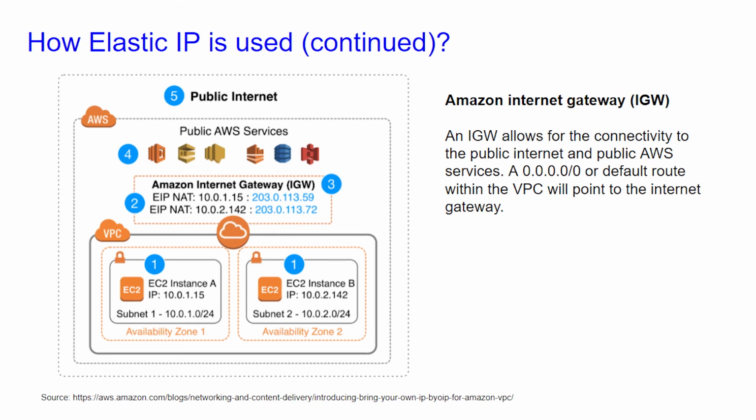An IGW allows for the connectivity to the public internet and public AWS services. A default route within the VPC will point to the internet gateway.